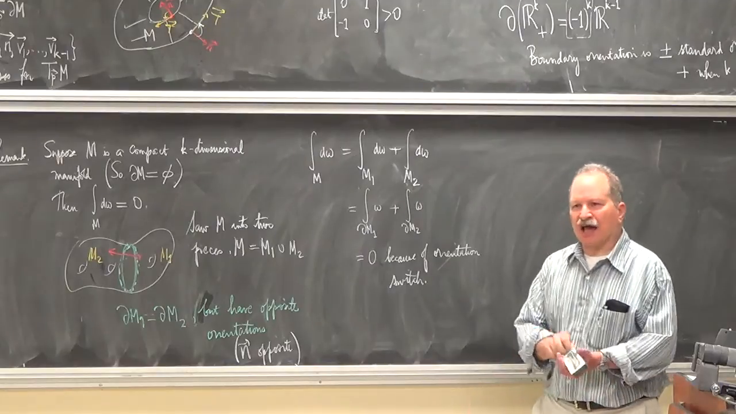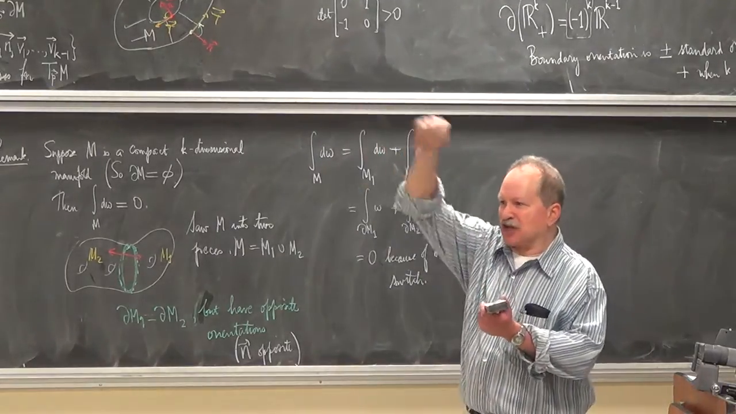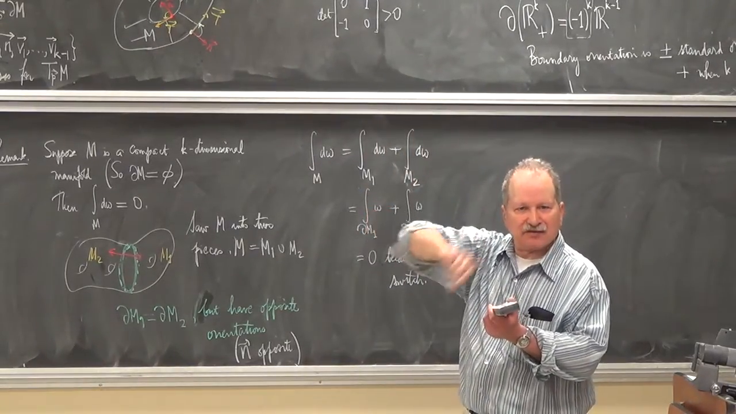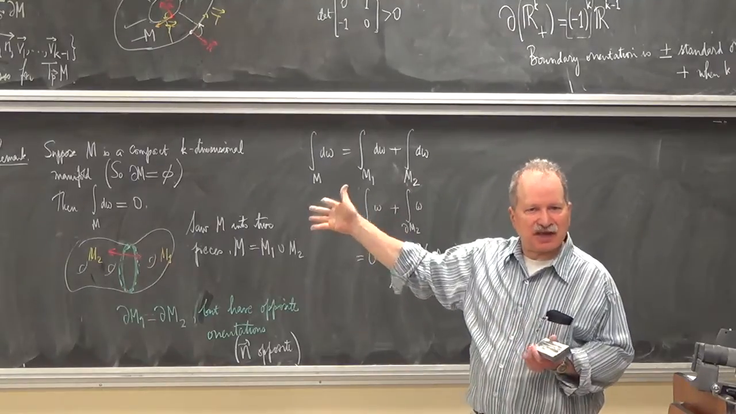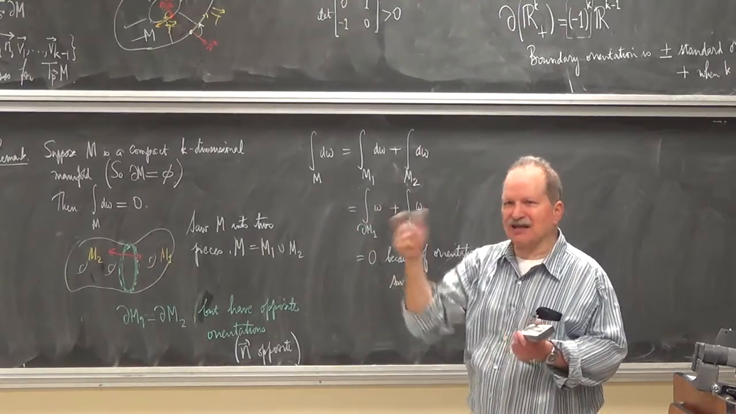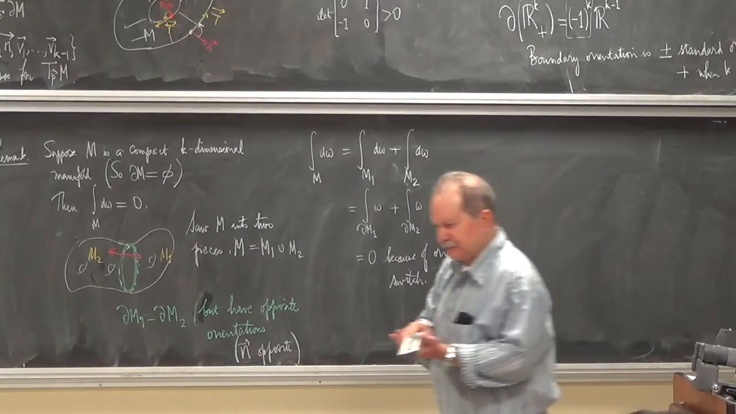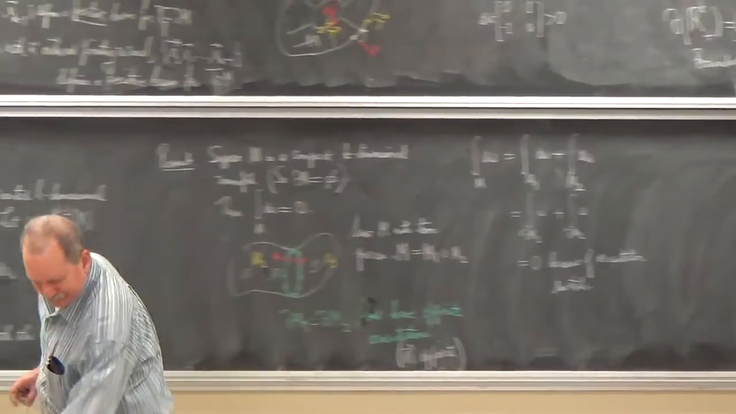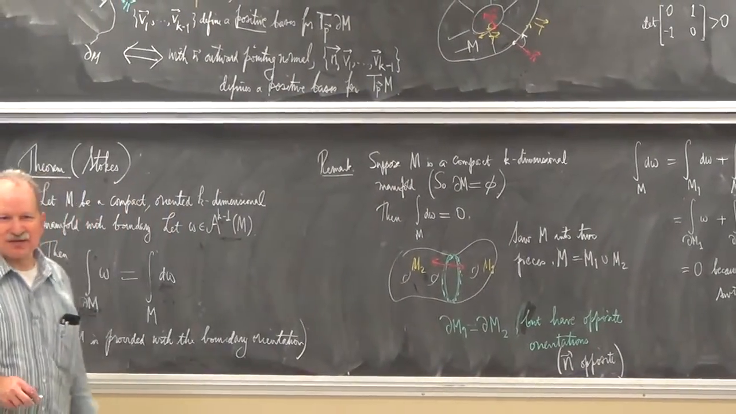So this is just like saying when you go backwards on a curve, the work is the negative. This is the generalization of that. If you orient oppositely, your integral changes sign. Okay. So you ready for examples?